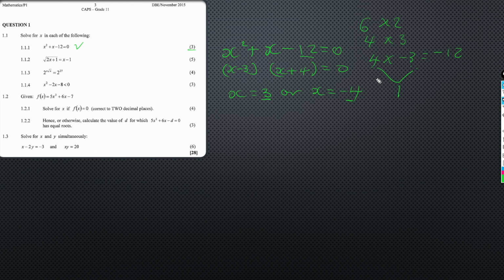So now I'm going to erase the board. I hope that you do understand it. So now we are going to continue with 1.1.2. Very important, because if you check the marks, you'll see that this one will be a little bit challenging.